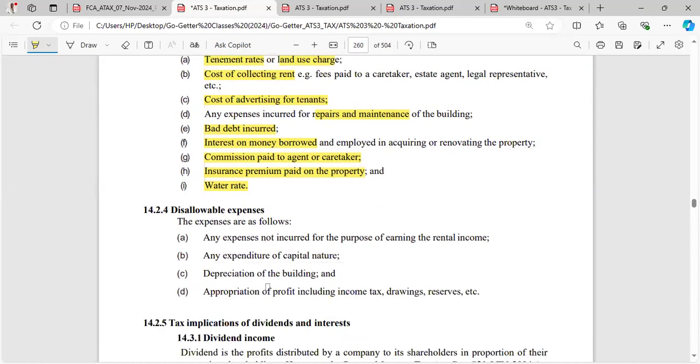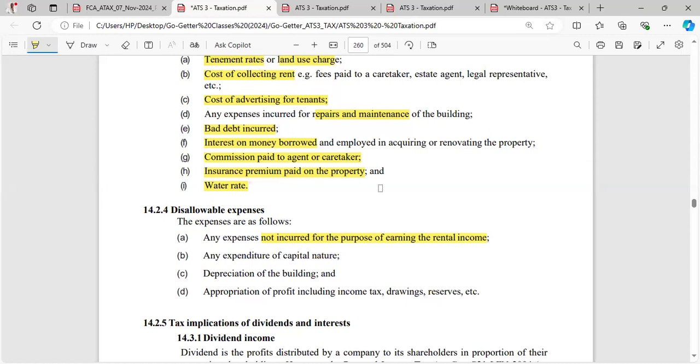What about disallowable expenses? Disallowable expenses will include any expenses not incurred for the purpose of earning rental income. So it means that if you make any expenses that is not for the purpose of any rental income, that is not allowable. Now look at an example.